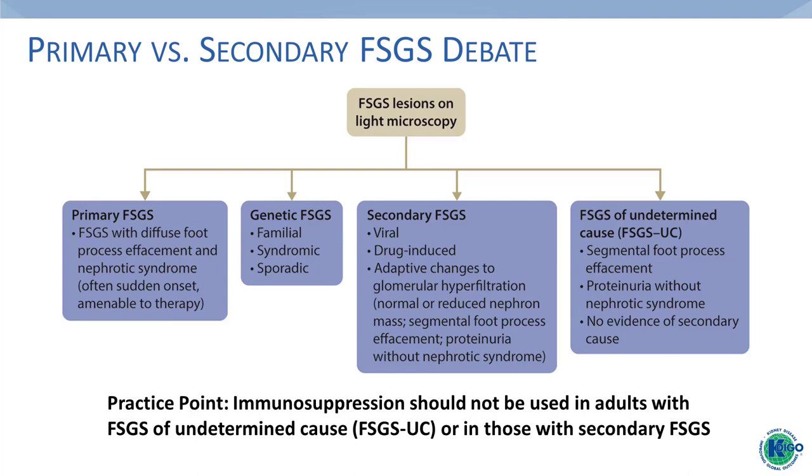And since kidney outcomes in patients without nephrotic syndrome remain favorable, for patients with genetic or secondary forms of FSGS or FSGS of undetermined cause, again without nephrotic syndrome, the goal is avoiding overexposure to immunosuppressive therapies. So the practice point was developed that immunosuppression should not be used in adults with FSGS of undetermined cause or in those with secondary FSGS, i.e. those without nephrotic syndrome.